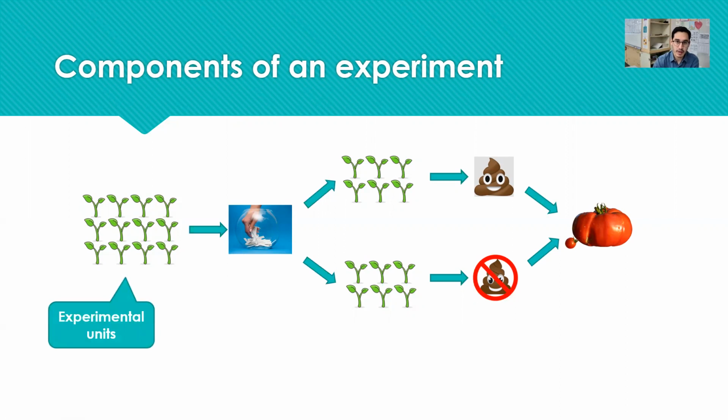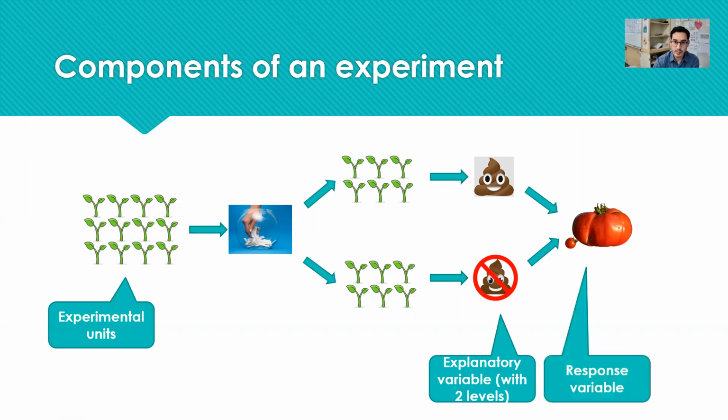We begin with our experimental units, which are the 12 plants. In the case of human studies, we call them subjects. But since we're just dealing with plants here, we'll call them the experimental units. There's some explanatory variable or factor. In this case, fertilizer is the variable, and there's two levels: you receive it or you don't. There's a response variable, which is an outcome that's measured at the end. This would be the weight or the yield of tomatoes.